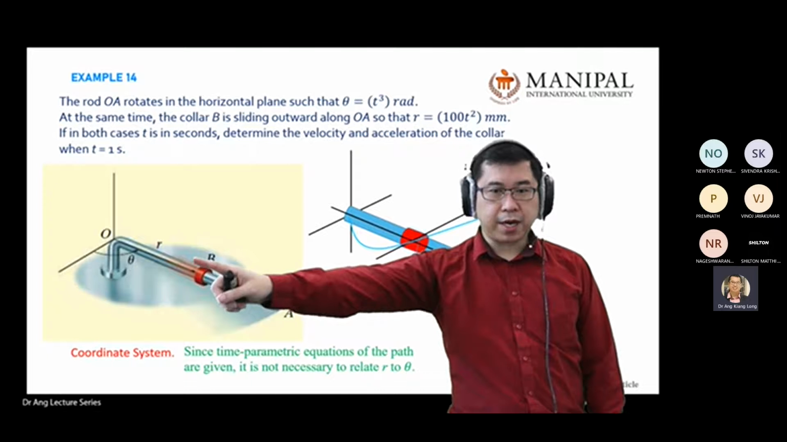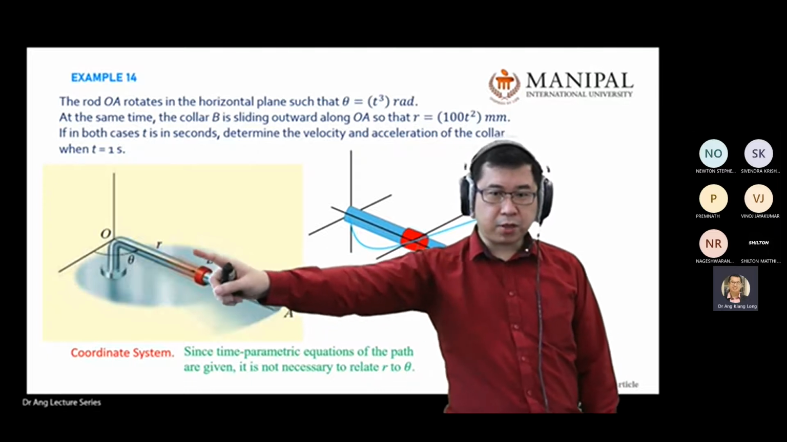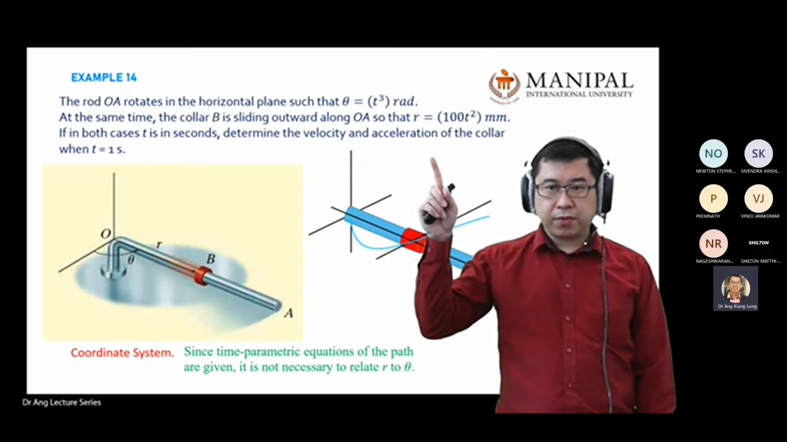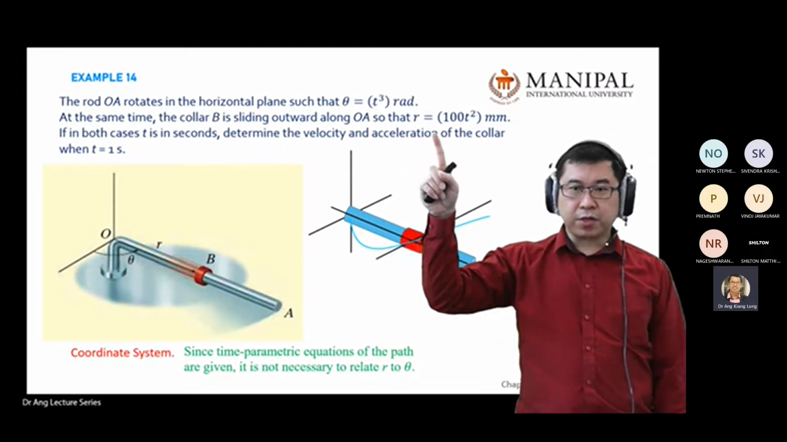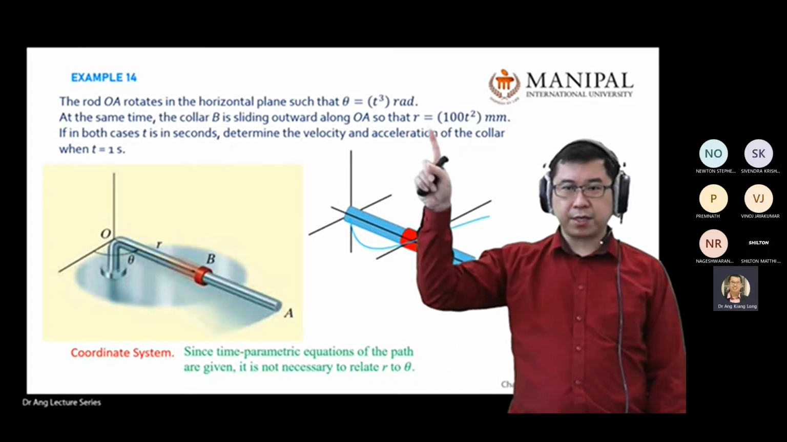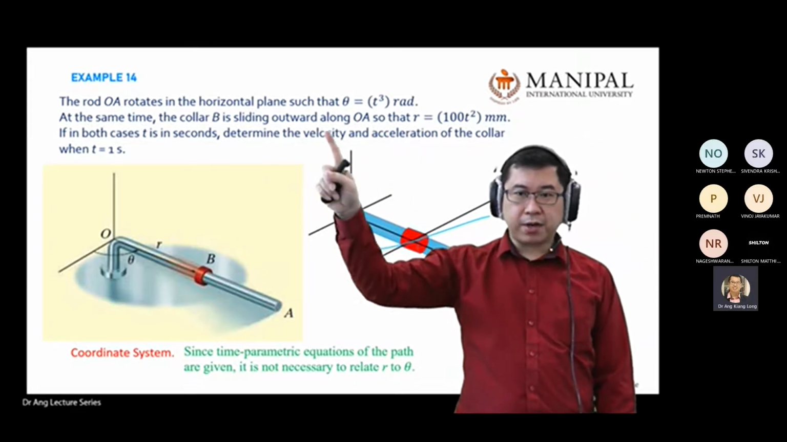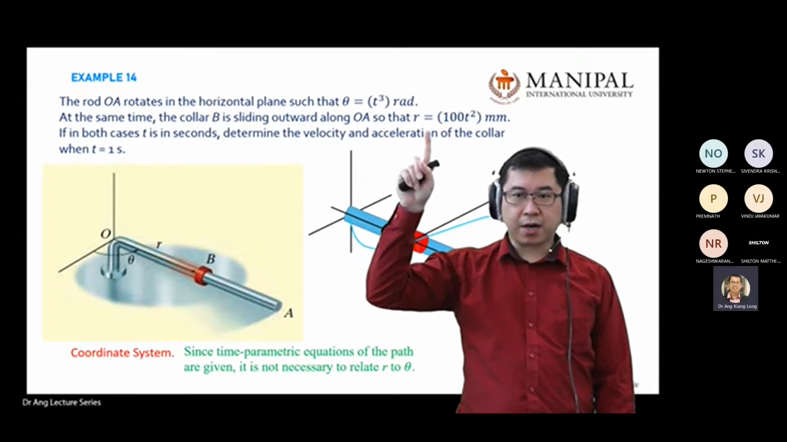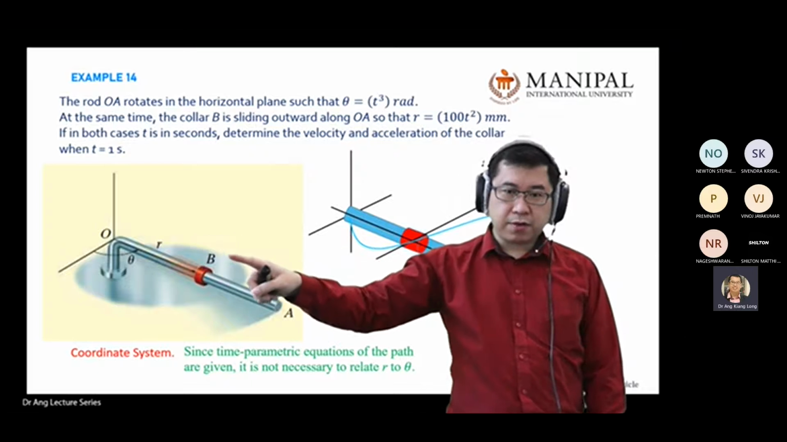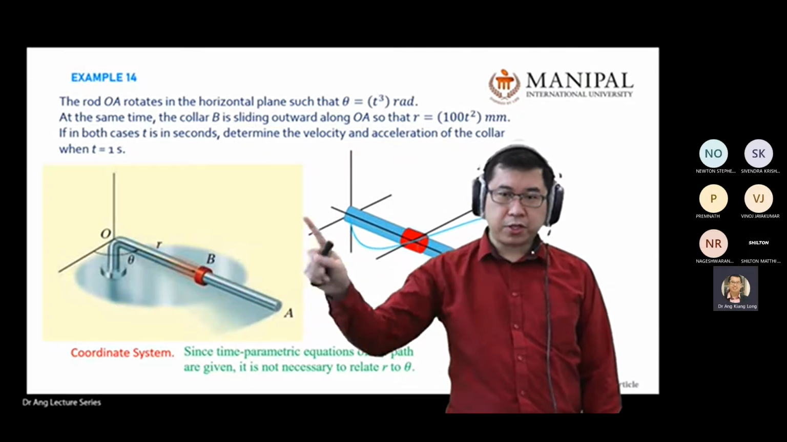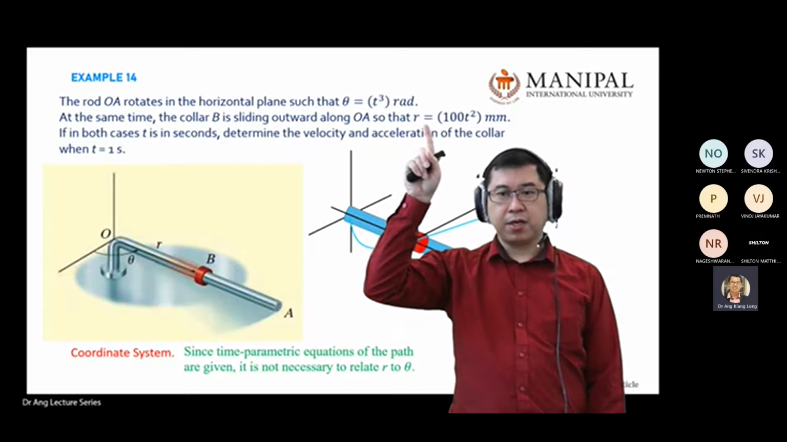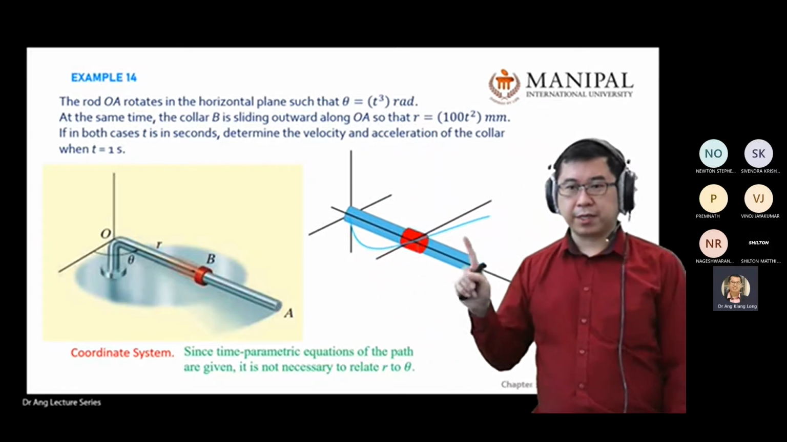So you view from the R, it will move from the origin until a certain distance, and you're given this equation. This path was given by this one, right? Collar B slides outwards along OA so that R is 100 t squared mm, meaning the distance B travels from the origin is given by this equation. This is the path, this blue line. Okay.